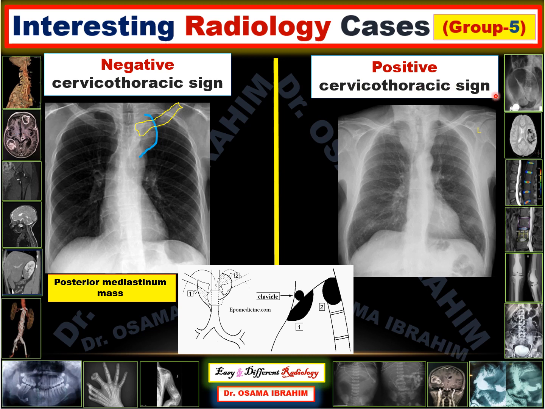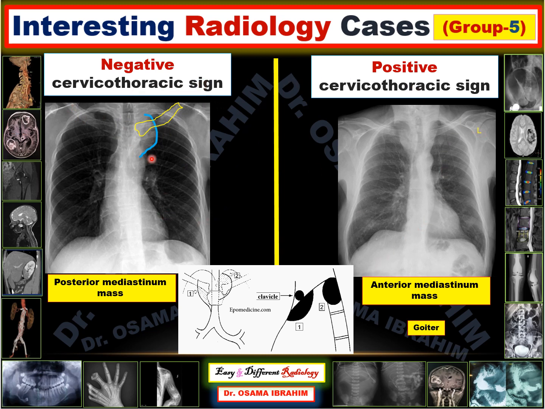positive cervicothoracic sign. And also you can define the upper border of the lesion above the clavicle, so this lesion is an anterior mediastinal lesion. So if the lesion is continuous with the cervix and you can't define the border above the clavicle like this one, this is an anterior mediastinal mass. Actually, this one is a goiter, an extension of the thyroid mass from the thyroid gland to the anterior mediastinum. So this is what is called the cervicothoracic sign.